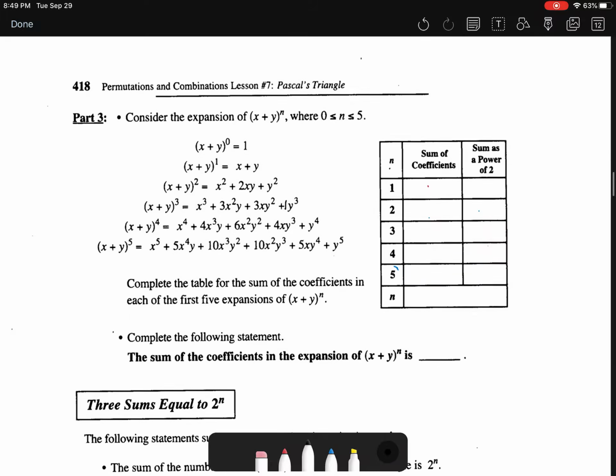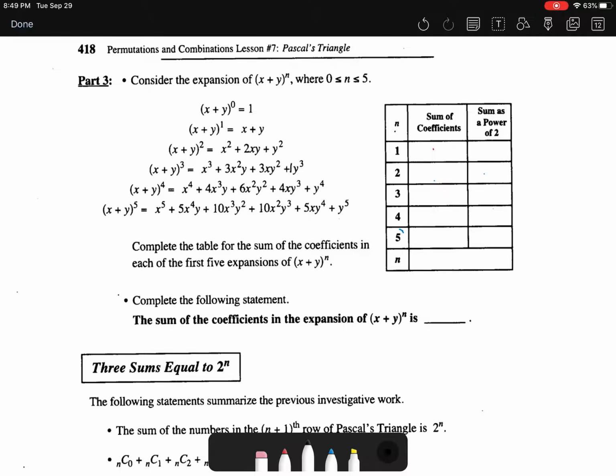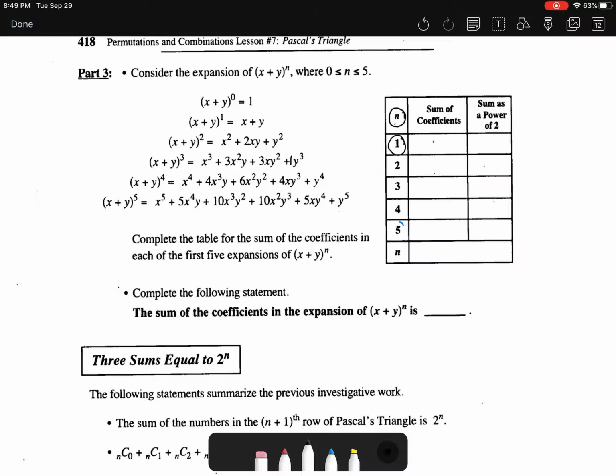Next, what are we considering now? Well, now we're going to compare the value of n, which is the exponent on the outside, and the sum of the coefficients. Not necessarily the row number, but just the value of n. So they start in the first one with n being 1, which is x plus y to the exponent of 1. The sum of the coefficients there, remember, 1 and 1, that's going to be 2, so that's 2 to the exponent of 1. Then I move to where n is 2. The sum of the coefficients, 1, 2, and 1, that's 4, and that's 2 squared.